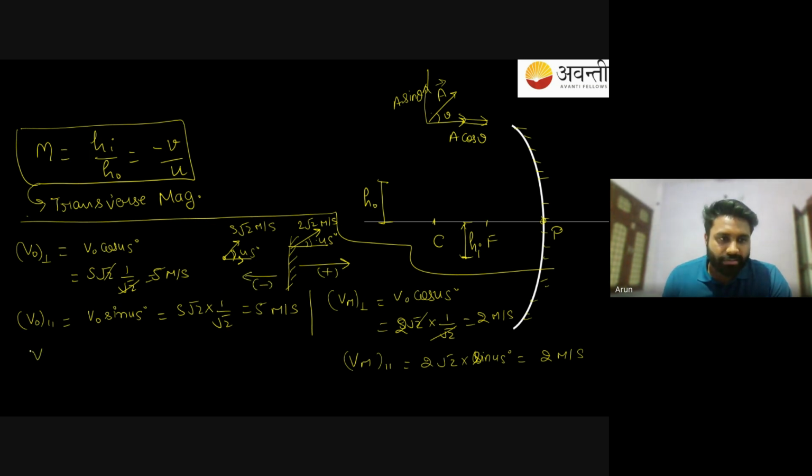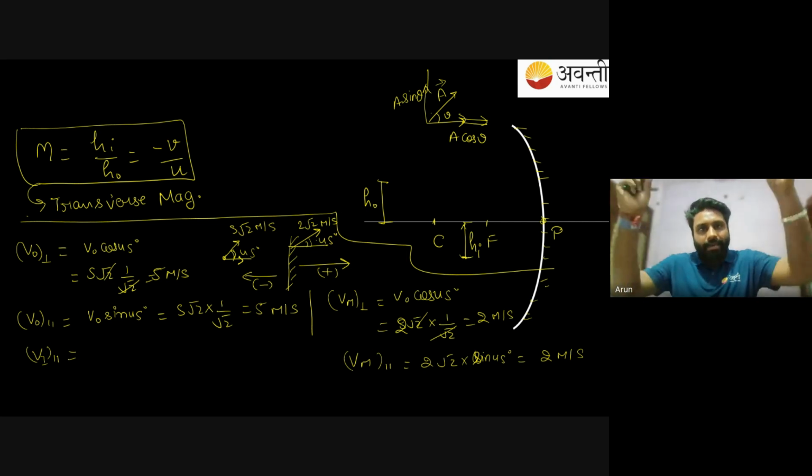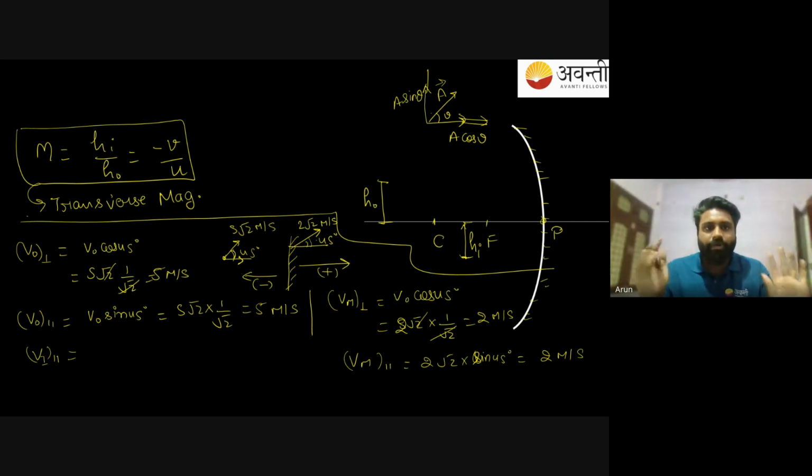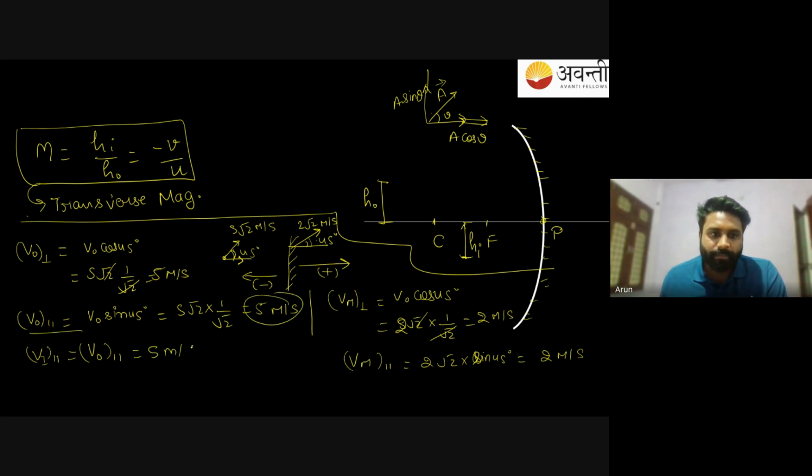So what is the velocity of the image? We all know that the parallel velocity of the image will not be affected by the mirror velocity. Whichever way the mirror moves, it doesn't affect the image velocity parallel to it. If the object moves parallelly, the image also moves along with it, which means the parallel velocity of the image is equal to the parallel velocity of the object, which is 5 meter per second. Got it? What is the perpendicular velocity of the image?